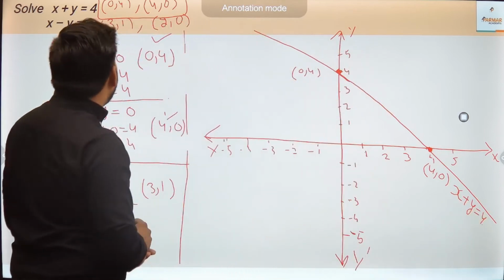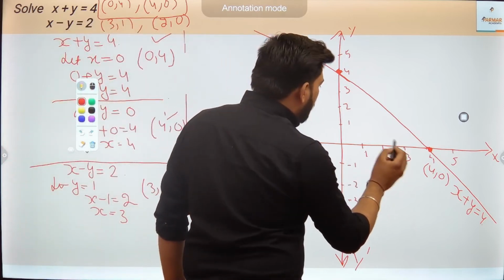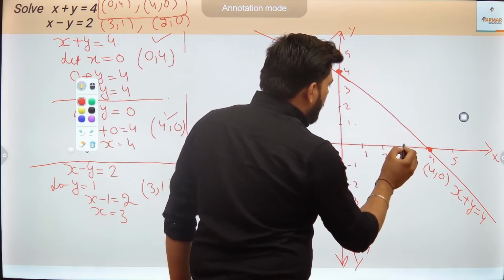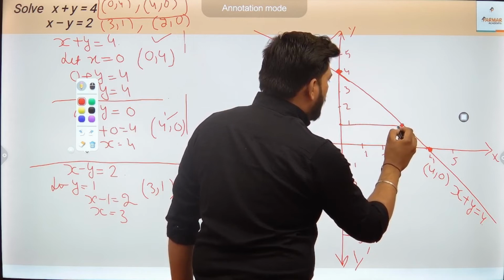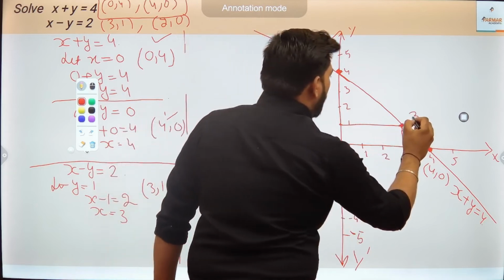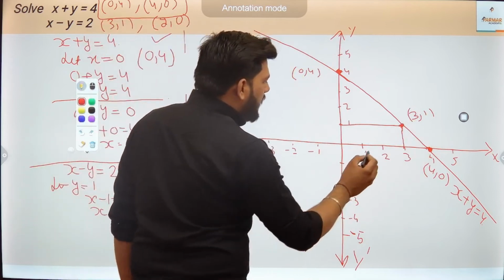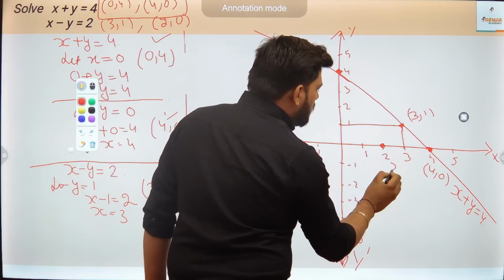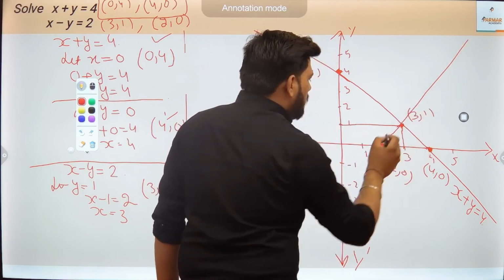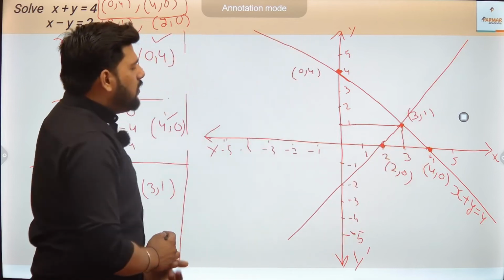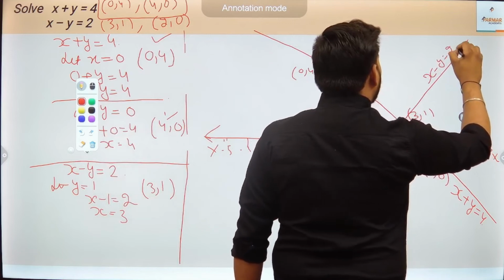Now for the second line, second equation, the first solution is 3 comma 1. X is 3 here and y is 1, and the solution 3 comma 1 is just like here. This is 3 comma 1, and the second point is 2 comma 0. That is this point, 2 comma 0. Now join these 2 points. So this line represents x minus y is equal to 2.